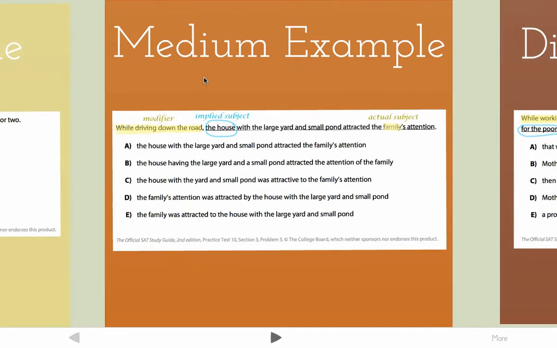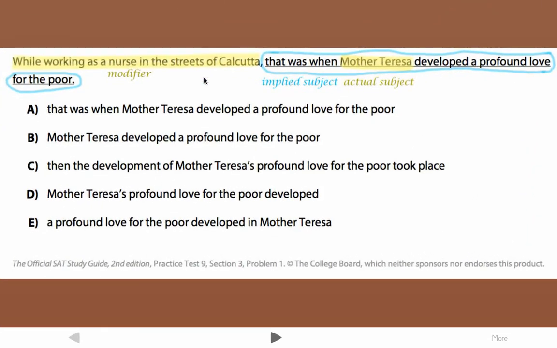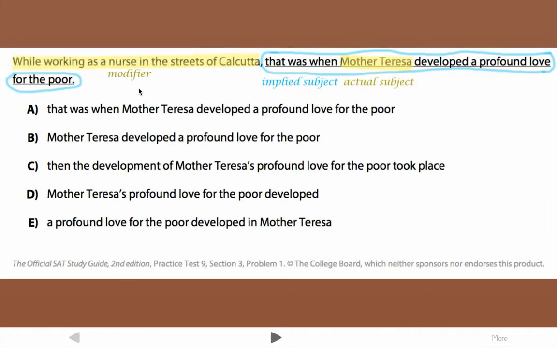Finally, let's look at a more difficult example. While working as a nurse in the streets of Calcutta, that was when Mother Teresa developed a profound love for the poor. Now, again, we see that the modifier is located in the beginning of the sentence, while working as a nurse in the streets of Calcutta. Now, what is this modifier describing?